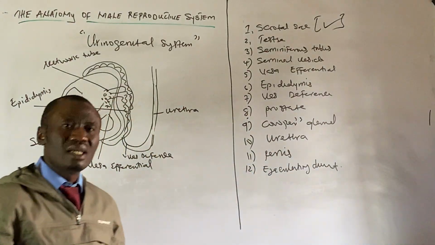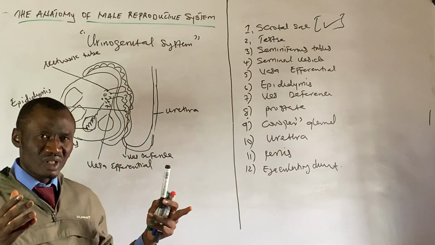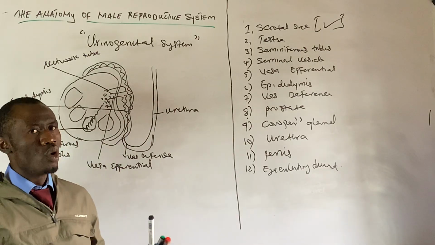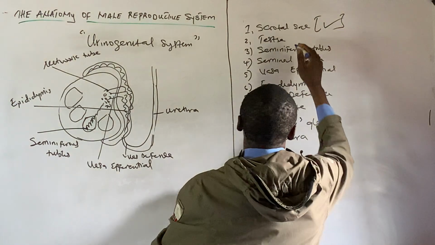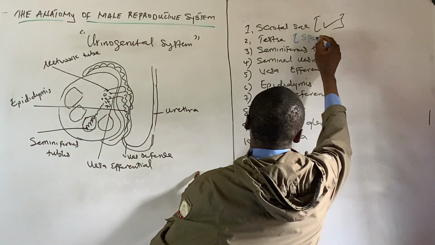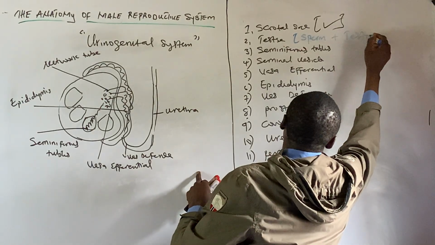The testis is two oval-shaped structures that produce the sperm and the male hormone known as testosterone. So the testis produces the sperm plus the male hormone known as testosterone.